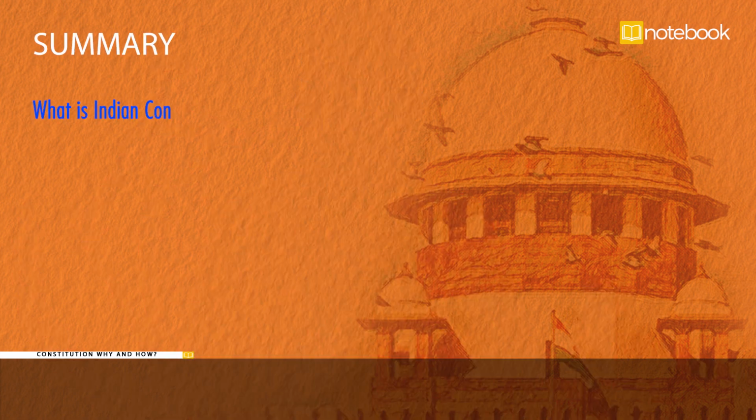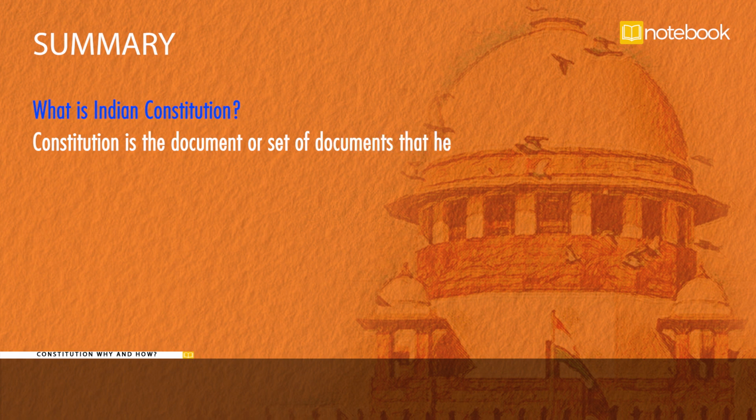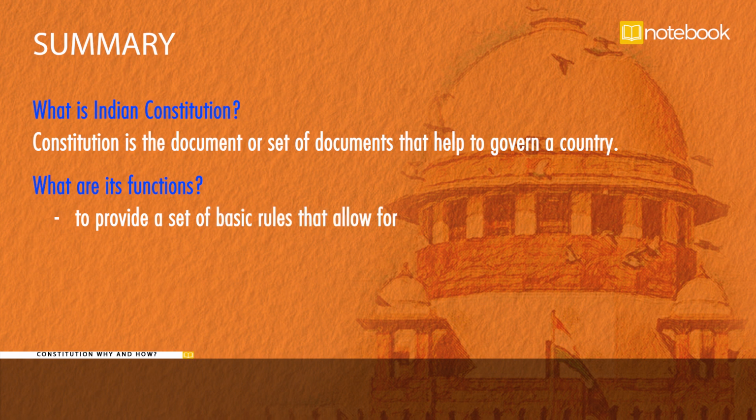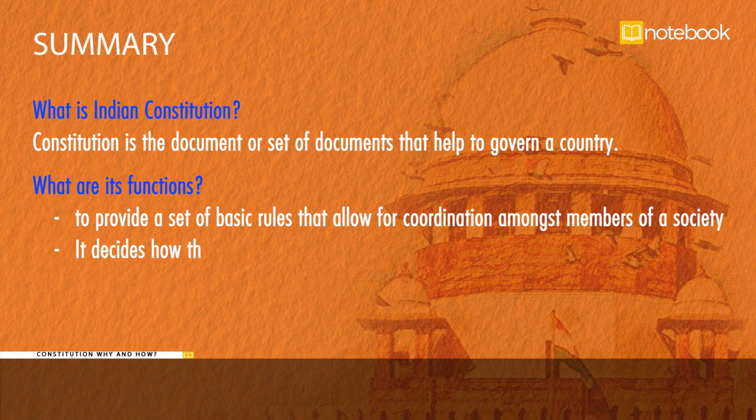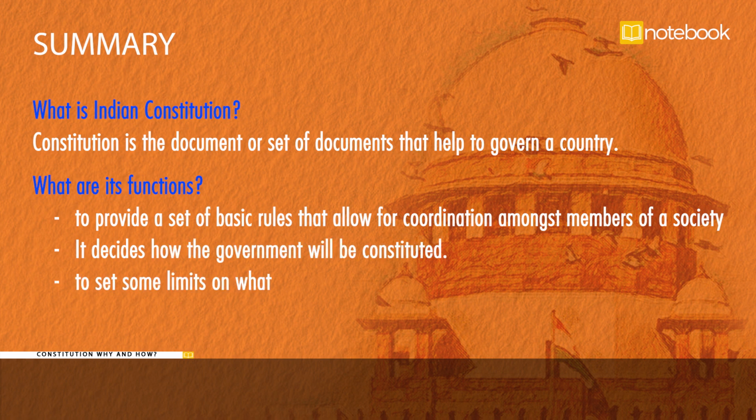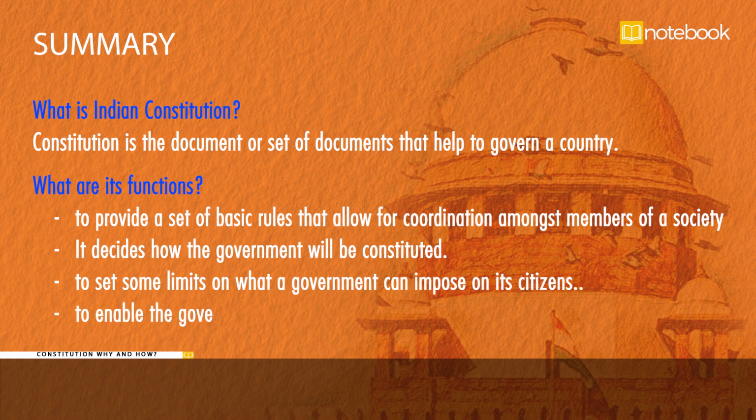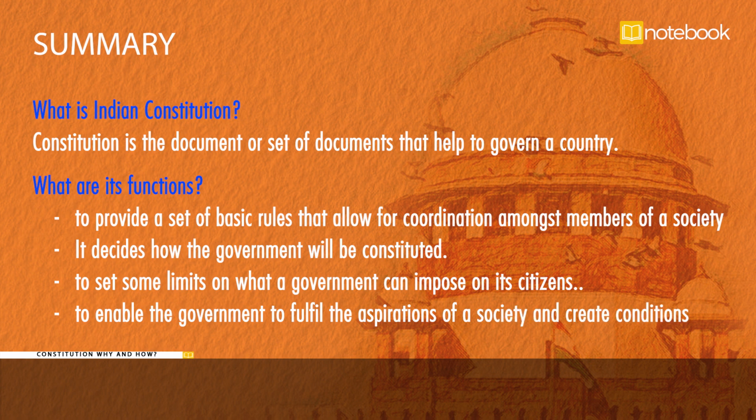Summary. What is the Indian Constitution? The Constitution is the document or set of documents that help to govern a country. What are its functions? To provide a set of basic rules that allow for coordination amongst members of a society. It decides how the government will be constituted, to set some limits on what a government can impose on its citizens, to enable the government to fulfill the aspirations of a society and create conditions for a just society.